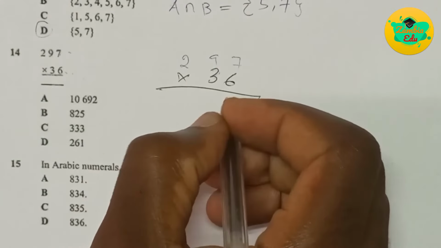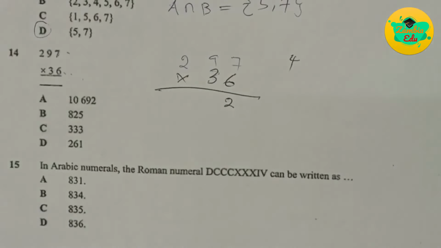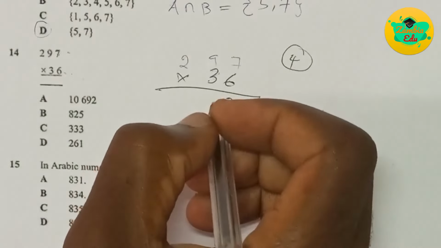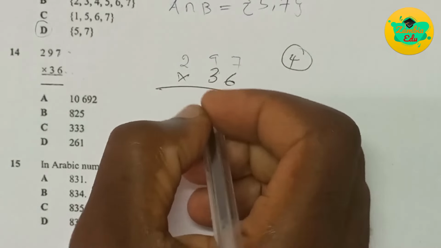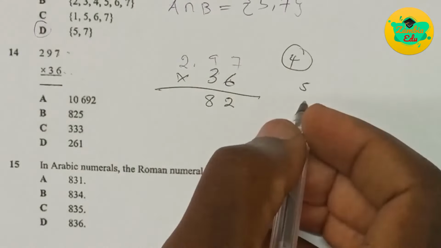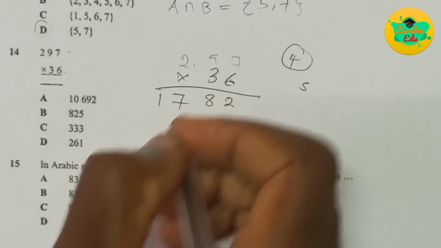So we write a 2, carry a 4. 6 times 9 gives us 54, plus the 4 which remained there, it becomes 58. So we write 8 and we carry a 5. 6 times 2 is 12. 12 plus the remainder 5, that's 17. So we write a 17.